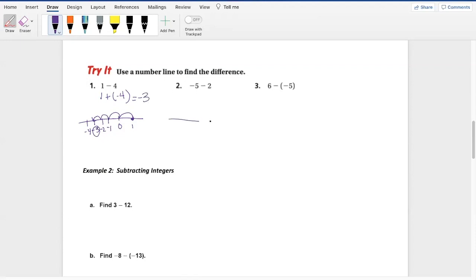All right, and then same thing here. This time I'm going to start at -5. Whoops, I'm going to need to go. So I would be doing -5, and I can think of that as adding a -2. Let me erase this one. So let's make this.